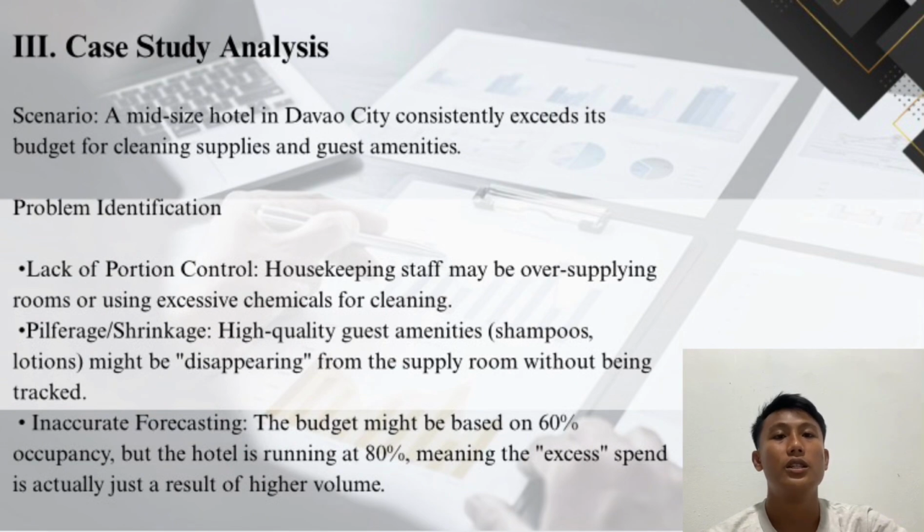And the third is the inaccurate forecasting. The hotel's budget might be based on an estimate of 60% room occupancy. However, if the hotel is actually operating at 80% occupancy, more rooms are being used and cleaned. This means more cleaning materials and guest amenities are needed because the budget was based on a lower occupancy rate. It may appear that the hotel is overspending even though the demand is simply higher.